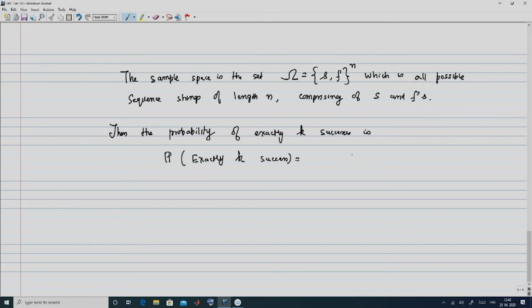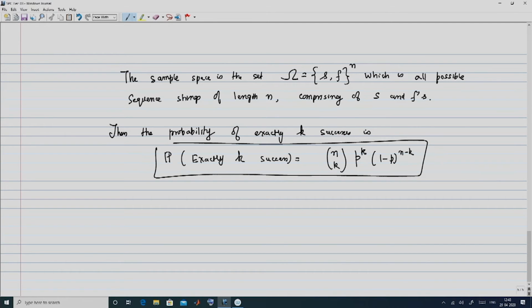What is this going to be? So it is going to be p raised to k for k number of successes. So this means that there has been n minus k number of failures with probability 1 minus p, and these k number of successes can happen in n choose k ways. So this is going to be my probability of exactly k successes.